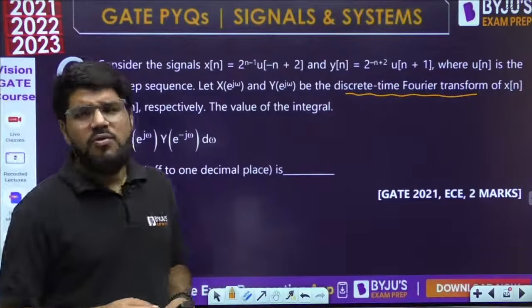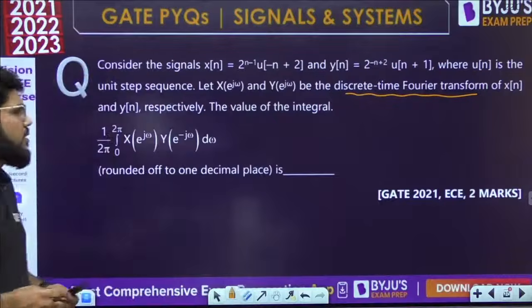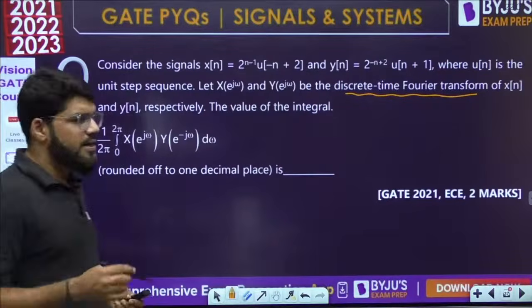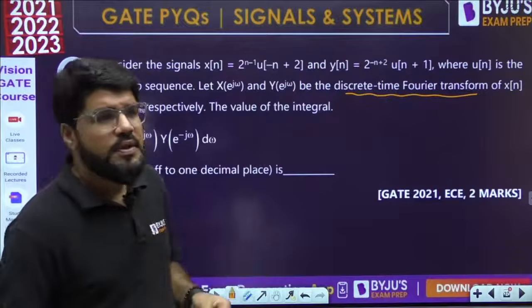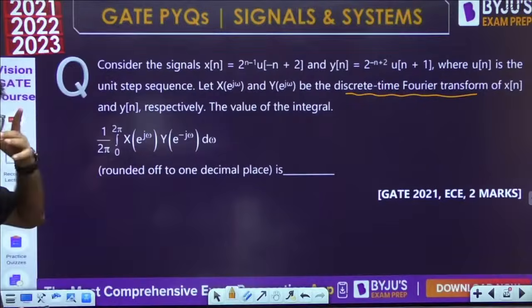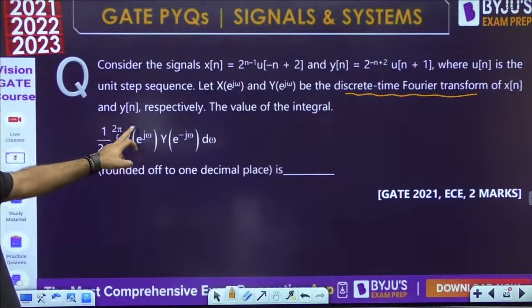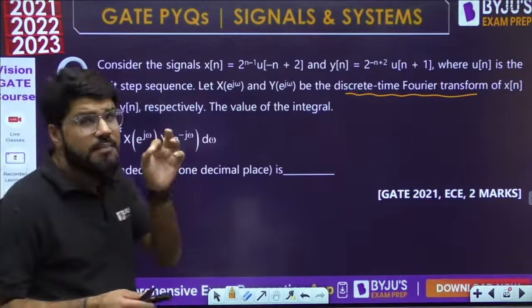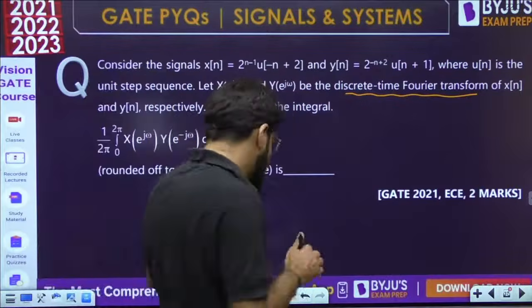Yeah, you can go for the Z transform as well. Directly, e^jω you can convert into z in that case. Okay, so what is the value of the integral: 1/2π integral from 0 to 2π of X(e^jω) Y(e^-jω) dω? This you have to keep in mind, okay?